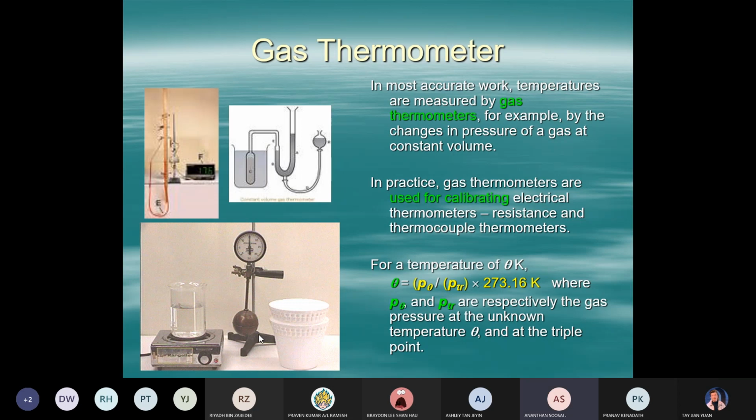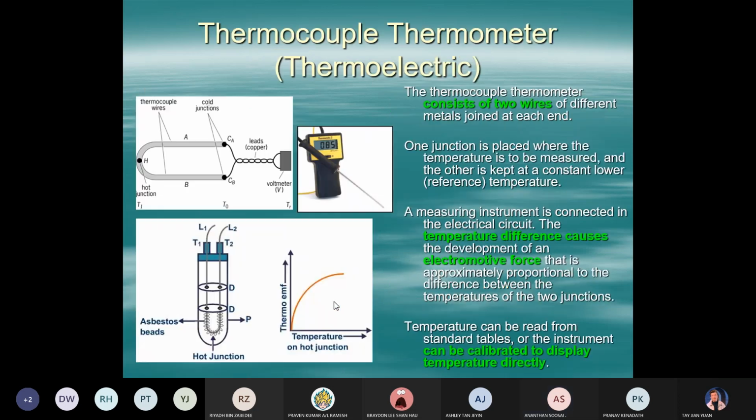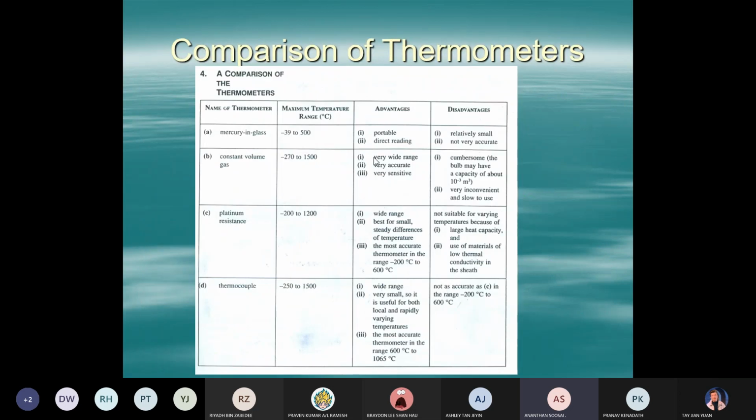But the disadvantage is that it's bulky. You can't use this flask to get the temperature of a small water droplet on a leaf. Let's say on a tree, after raining, there is a small water droplet on the leaf. You want to find the temperature of that water. You can't use this because it's very bulky. That's one disadvantage.